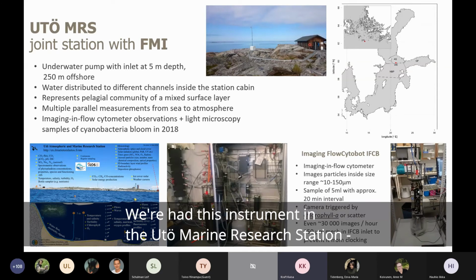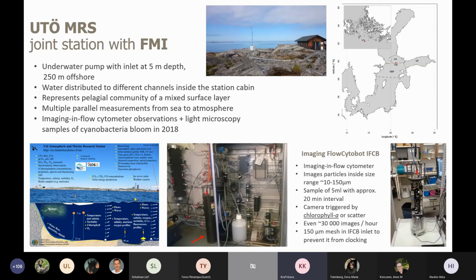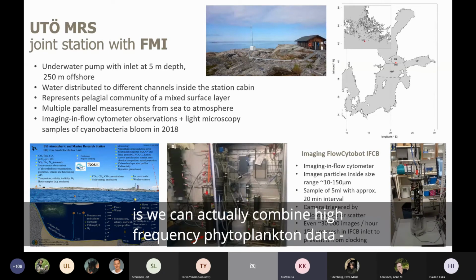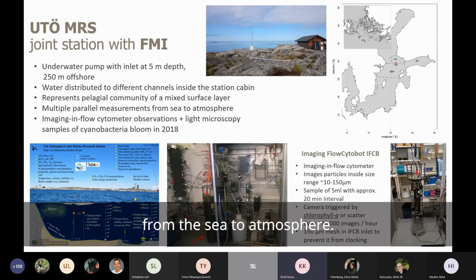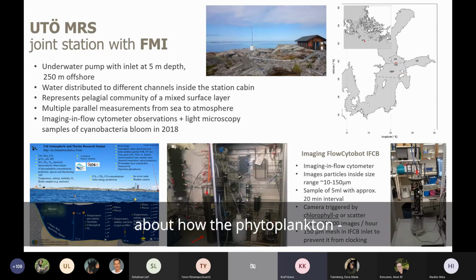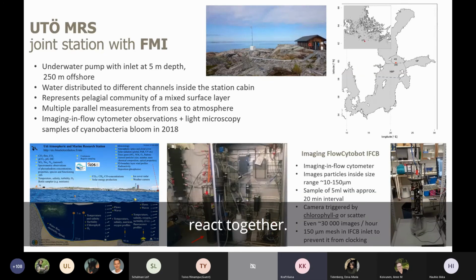So we've had this instrument at the Utö Marine Research Station, which is a joint station with the Finnish Meteorological Institute. And what is great about this is that we can actually combine high-frequency phytoplankton data with multiple physical and chemical measurements from the sea and also the atmosphere, so this is a very new type of information about how the phytoplankton and the physical and chemical parameters react together.